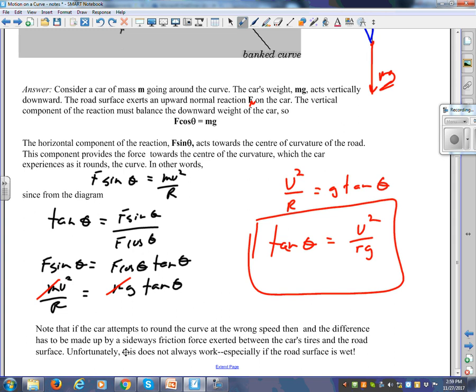Note that if the car attempts to round the curve at the wrong speed, the difference has to be made up by a sideways friction force exerted by the car's tires and the road surface. Unfortunately, this does not always work, especially if the road surface is wet.